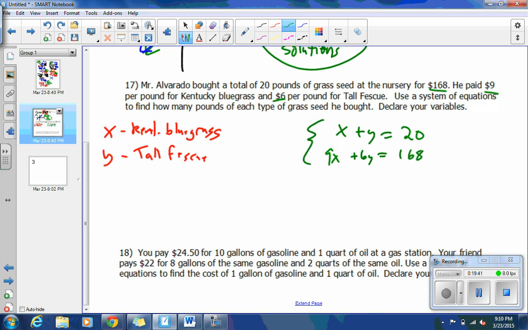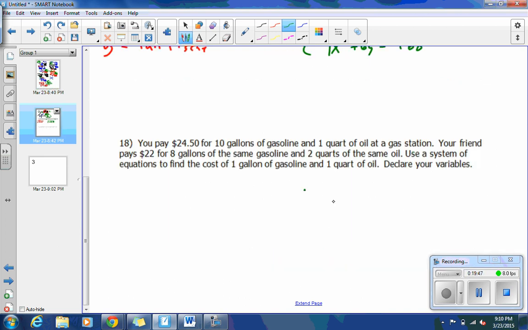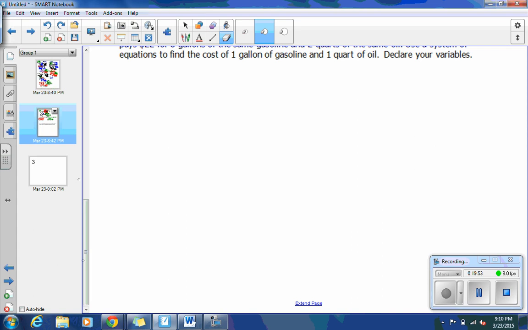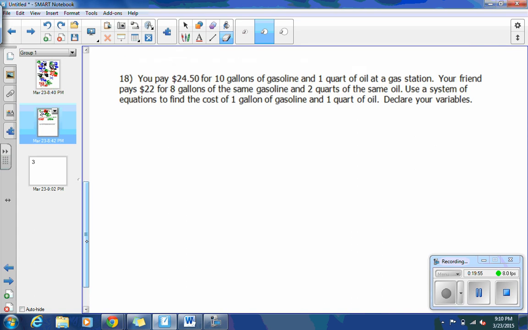You can decide. I would probably use elimination or substitution for this one, and it's up to you to solve. We'll set up the second one then real quick, and then we'll be done with this video. So the second one says you pay $24.50 for 10 gallons of gas and 1 quart of oil at a gas station. Your friend pays $22 for 8 gallons of the same gas and 2 quarts of the same oil. Use a system of equations to find the cost of 1 gallon of gas and 1 quart of oil.